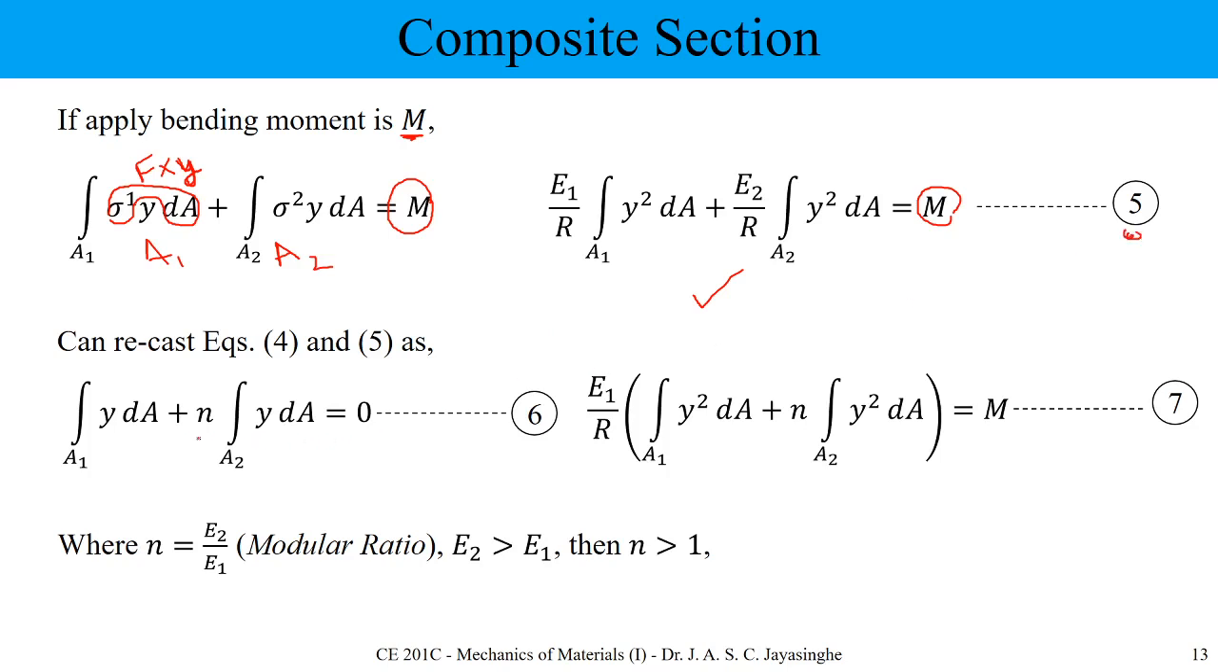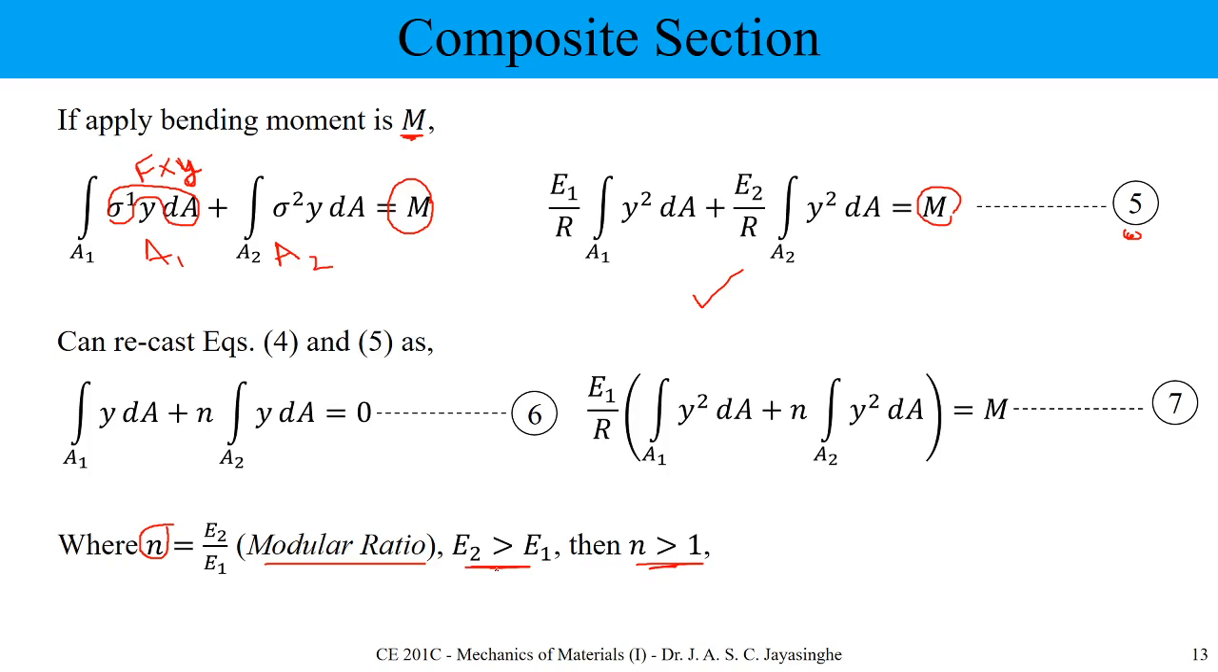Okay, recasting means we are going to use simple n. Simple n is E2 divided by E1, which we call the modulus ratio. Here we are using E2 divided by E1, which means this ratio should be greater than 1 because E2 is greater than E1. Okay, you can decide anyway.